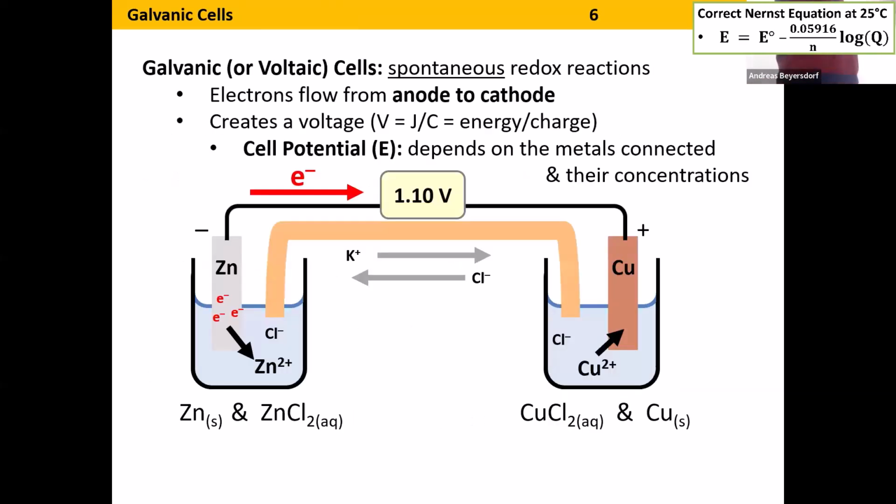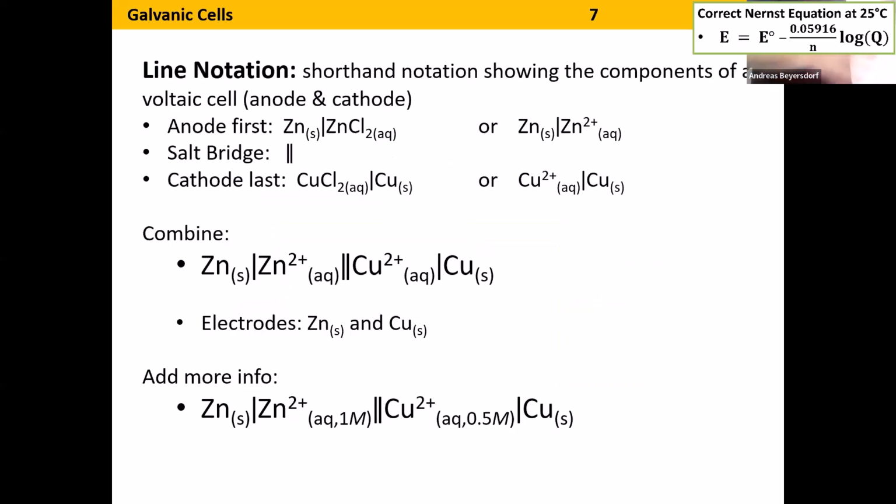So this is a galvanic or voltaic cell, right? Notice we have zinc and zinc 2+ here, copper 2+ and copper here, right? We have both those. Now, we can write this as line notation. In line notation, we say what's happening at the anode first. So zinc is becoming zinc 2+, and then the salt bridge represented by the 2 lines, and then copper 2+ going to copper, that's the cathode.